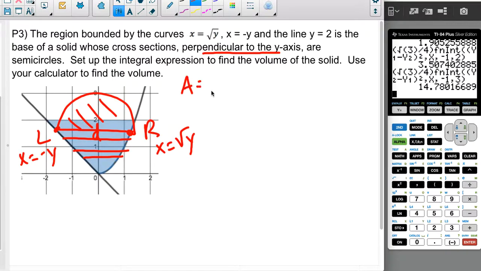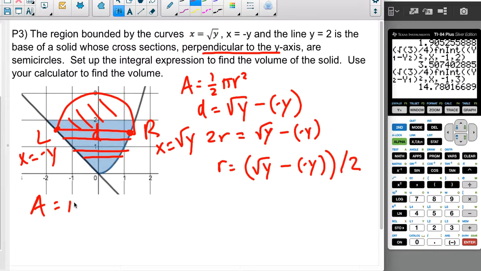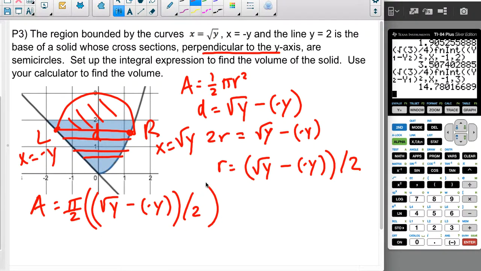So I know the area of a semicircle is 1/2 pi r squared. And I know in this case, the diameter is right curve minus left curve, which means that's 2 times the radius, right? So that's right curve minus left curve. So my radius is this entire ugly thing divided by 2. Good times. What that means is that your area is 1/2 pi, so pi over 2, and then this whole radius squared. So that's going to be root y minus -y over 2 whole quantity squared.